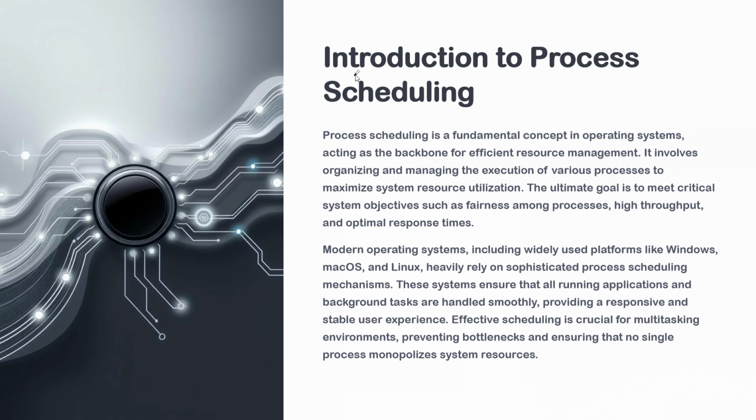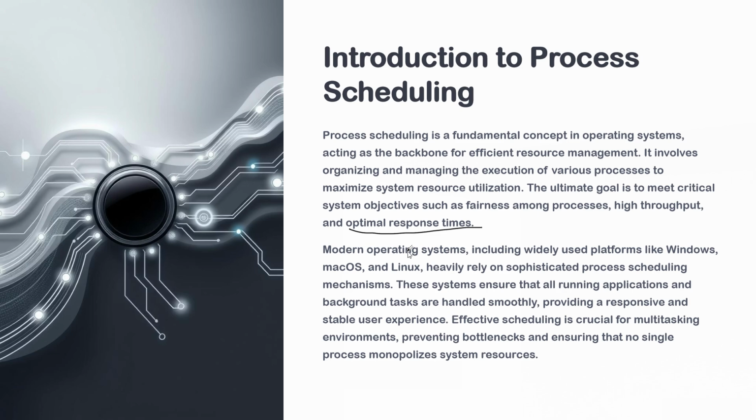Introduction to process scheduling. Process scheduling is a fundamental concept in operating systems, acting as the backbone for efficient resource management. It involves organizing and managing the execution of various processes to maximize system resource utilization. The ultimate goal is to meet critical system objectives such as fairness amongst the processes, high throughput, and optimal response time.